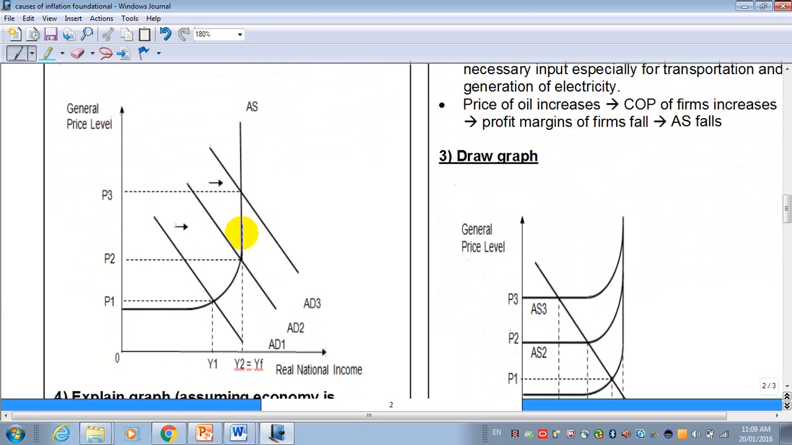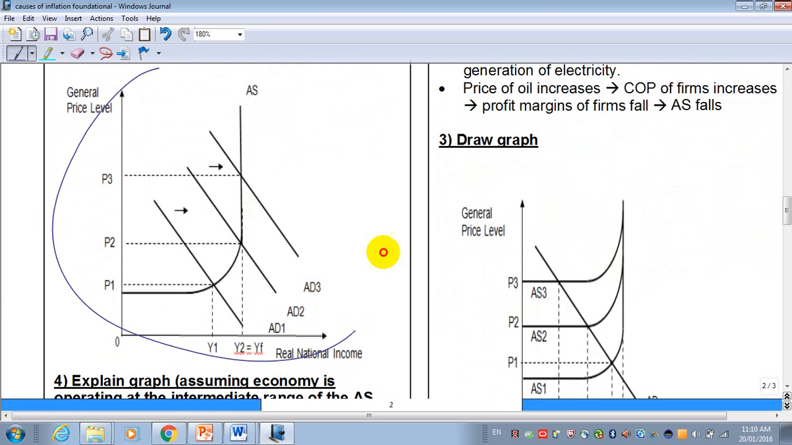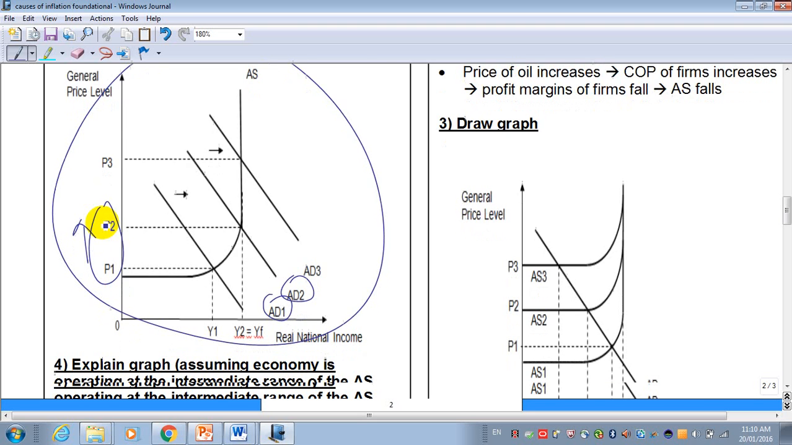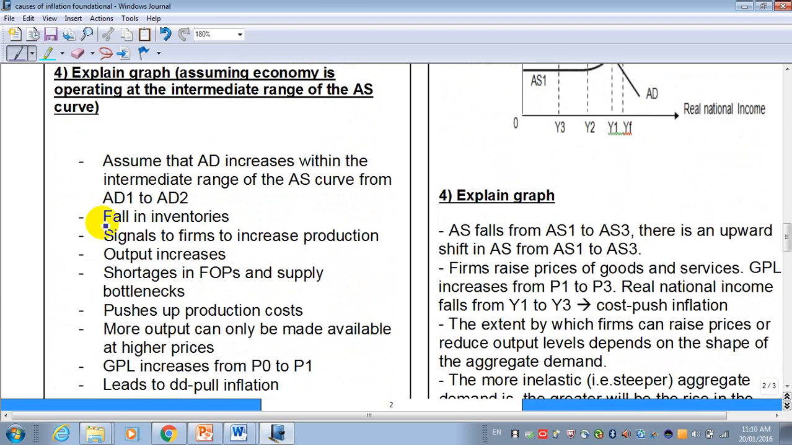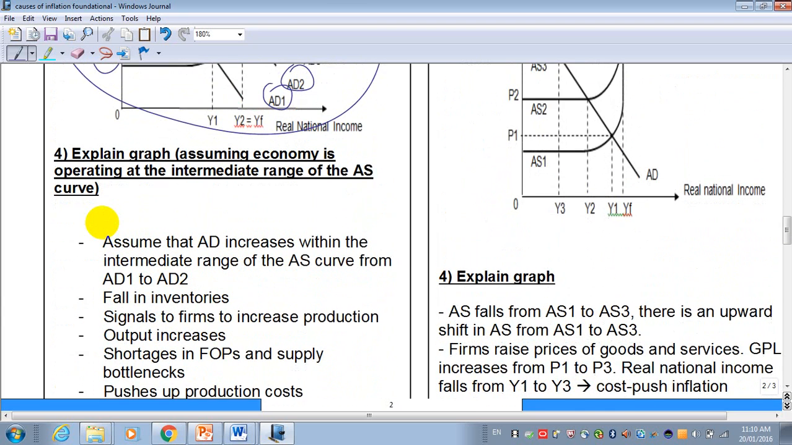Okay, next, what you do is you draw the graph and you show them that when AD increases from AD1 to AD2, the GPL will increase from P1 to P2, and there will be demand pull inflation. All right? Now, then next, you should explain the graph.